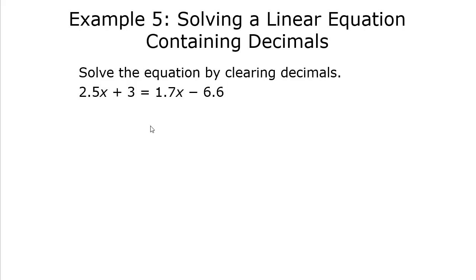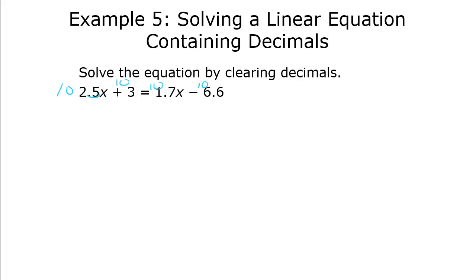Again, if you're comfortable working with decimals, you could go ahead and just subtract the 3 over here and do that in your calculator. Subtract the 1.7x over here, combine those in your calculator, and then divide by whatever coefficient is in front of your x when you've done that math. That's totally fine if you're comfortable with that. If you're not, then since we have one decimal, right, that's the largest amount of decimals we have, we're going to hit everything with 10. 10, 10, 10, and 10.